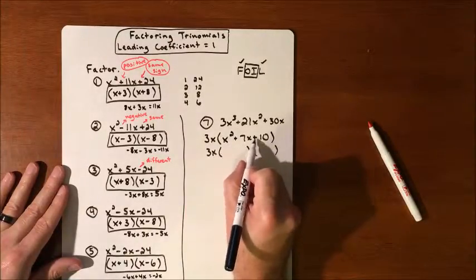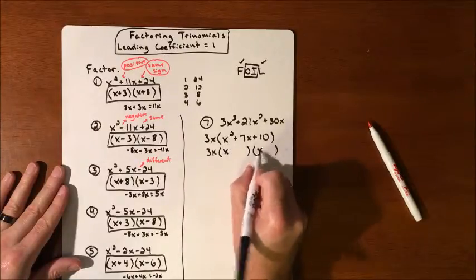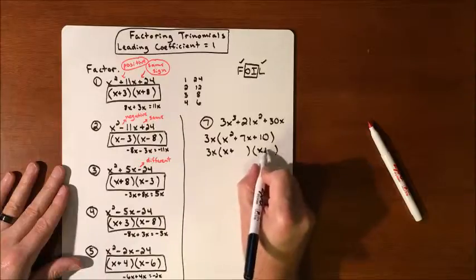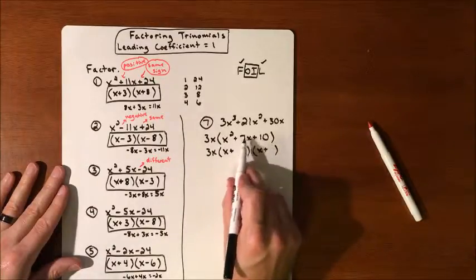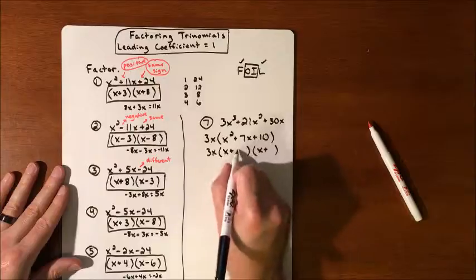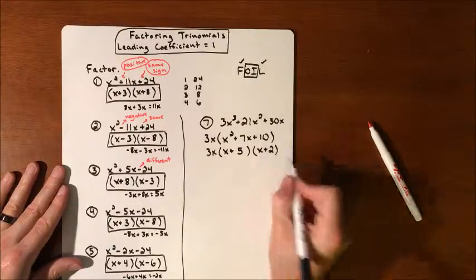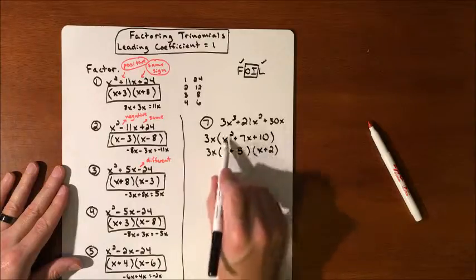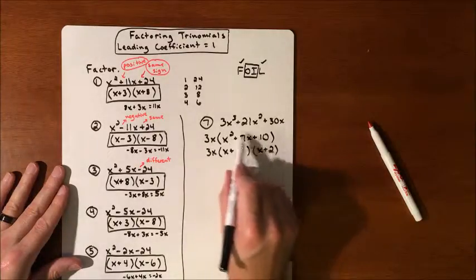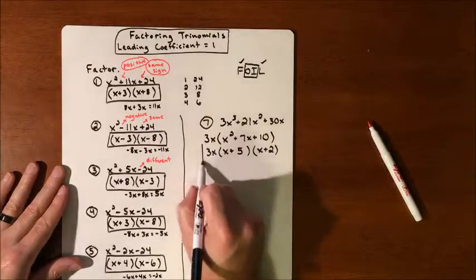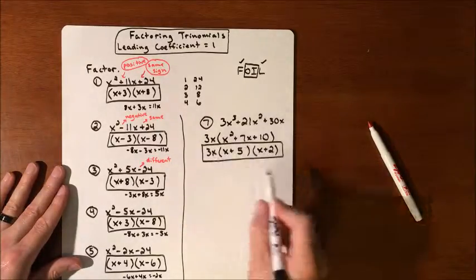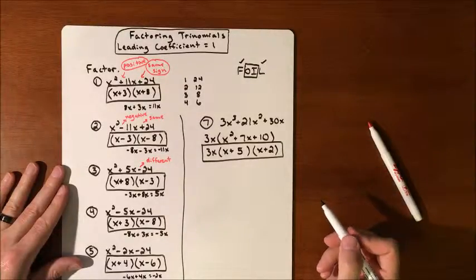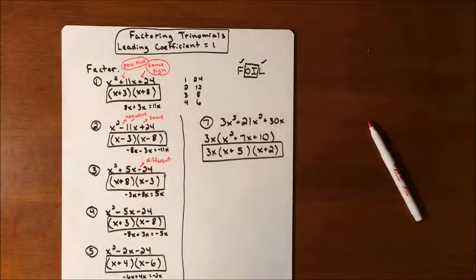So what multiplies, your signs are going to be both the same, and it's telling you they're both going to be positive. Now we can get into what multiplies to 10 that adds to 7, and our answers are 5 and 2. So if you multiply these two back together, this would get you this. If you distribute the 3x in, should get you all the way back to the beginning. So all of these are the factors of the 3x cubed plus 21x squared plus 30x. And that is factoring trinomials with the leading coefficient of 1.